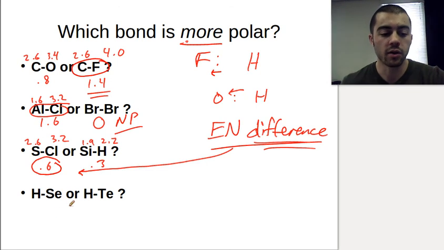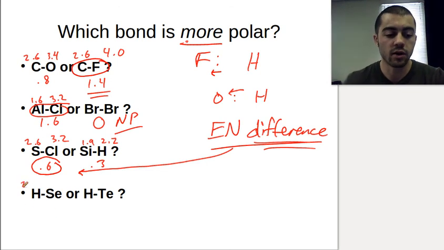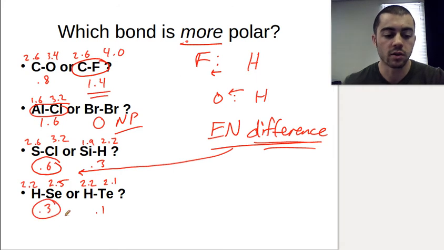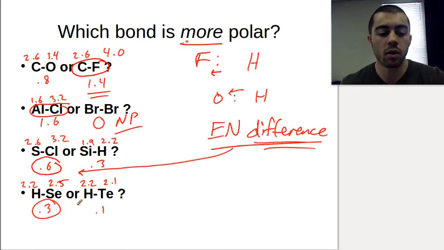So this last one, if we look at hydrogen, which has an electronegativity of 2.2, and selenium, which has an electronegativity of 2.5, and then hydrogen, again 2.2, and tellurium, which has an electronegativity of 2.1. The difference here is 0.1, the difference here is 0.3, so the bigger difference is between hydrogen and selenium, so this is going to be the more polar molecule. So to figure out the more polar molecule, again, we just see which has the bigger electronegativity difference.